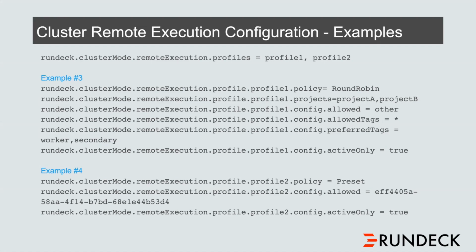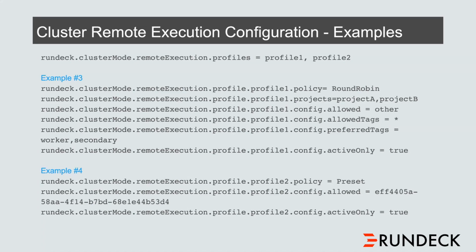So the tags are going to get handled first. We've said that all tags are allowed and the preferred tags are worker and secondary. So if a job needs to run, we're going to try and run it on a server tagged as either worker or secondary. If that is not possible, we're going to look for any machines that have any other tags. And lastly, we'll go to any other machines that are out there that are not me, whoever me is as a server.